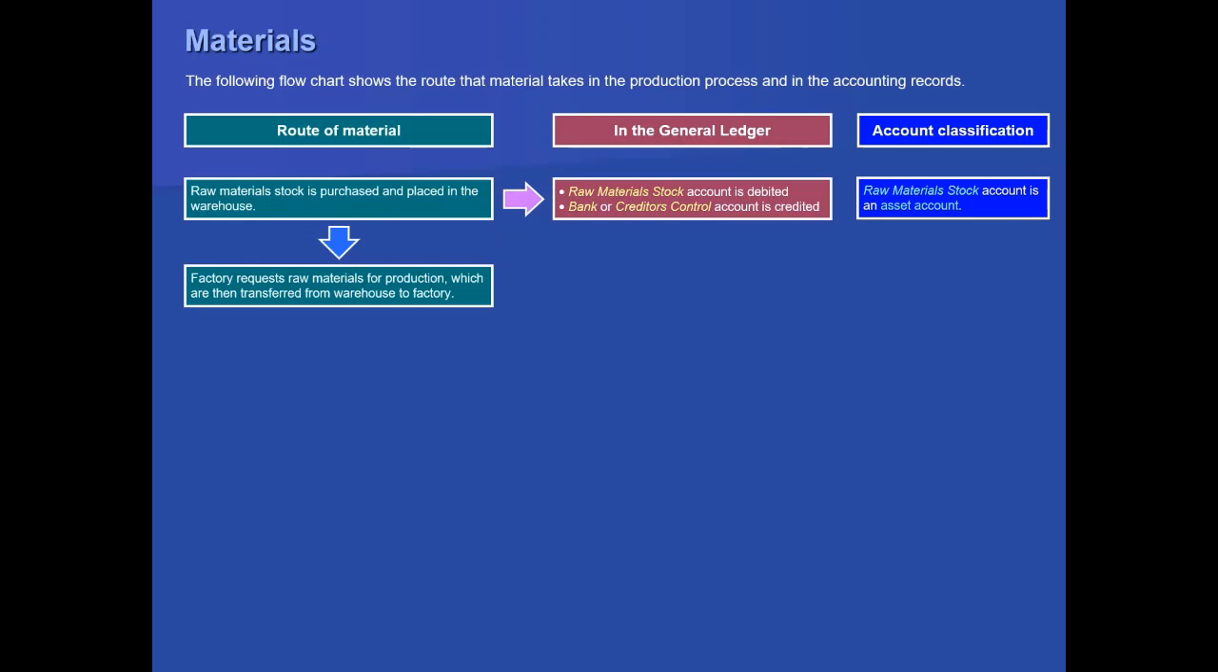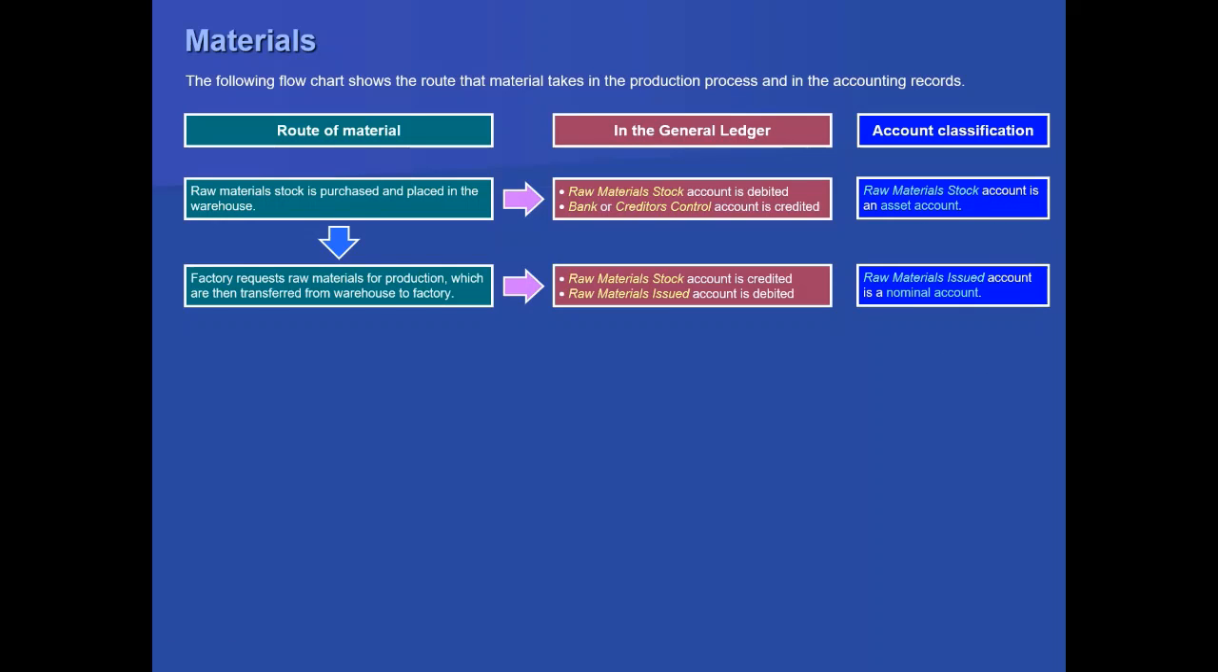So now that the factory requested this, we know we debited raw material stock previously, so now to get rid of that, we will have to do the opposite. We will have to credit the raw material stock. And we will have to debit another one, which we refer to as raw materials issued. And this raw material issued account we will classify as an expense account. It's a nominal account.